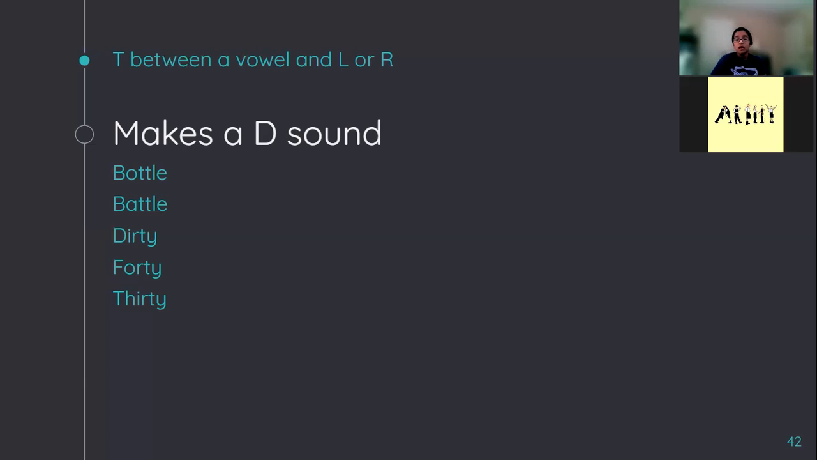Same thing with thirty. Can you guys say that? Thirty. So basically you would say the same thing for 41, 42, 43, 31, 32, 33, right? Because in forty and thirty, before the T, there's an R. And because of that, you have to make that D sound. Instead of the T sound, you make the D sound. Forty, thirty. Okay, next one.